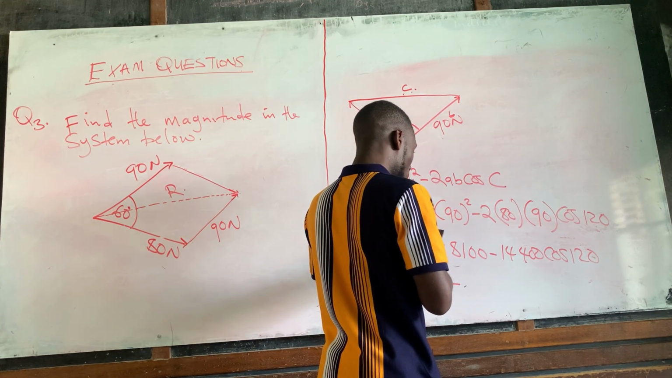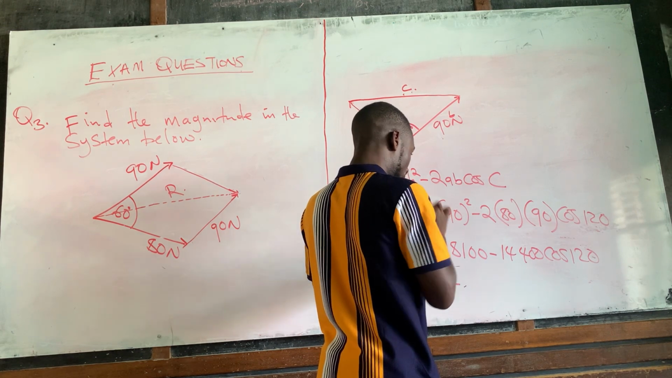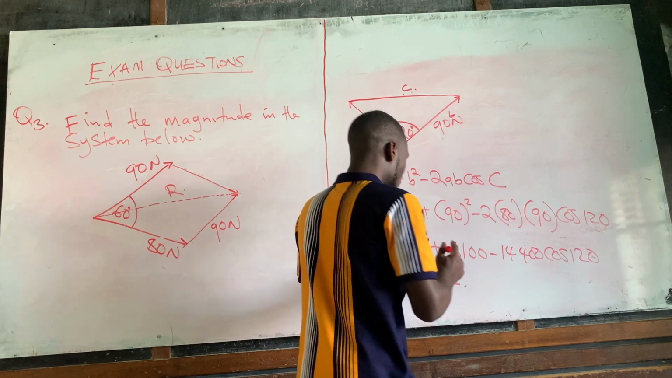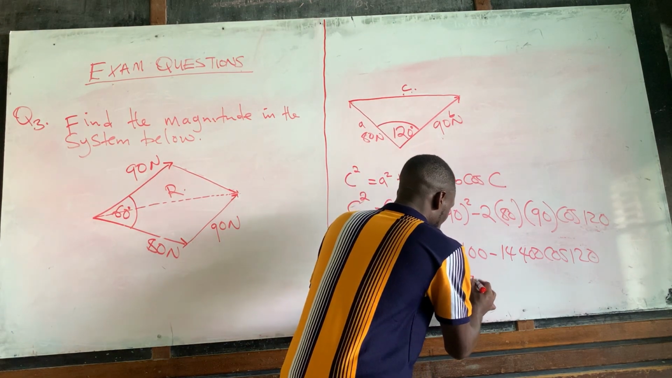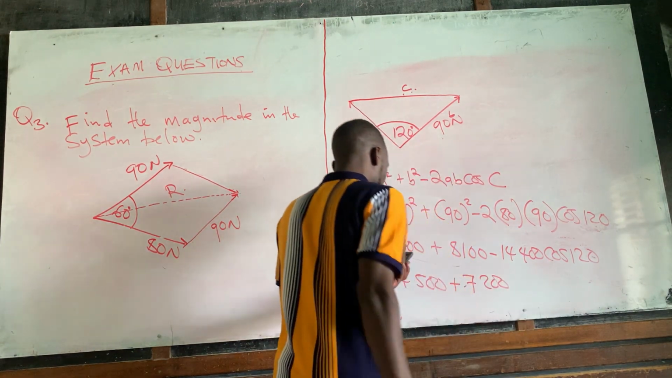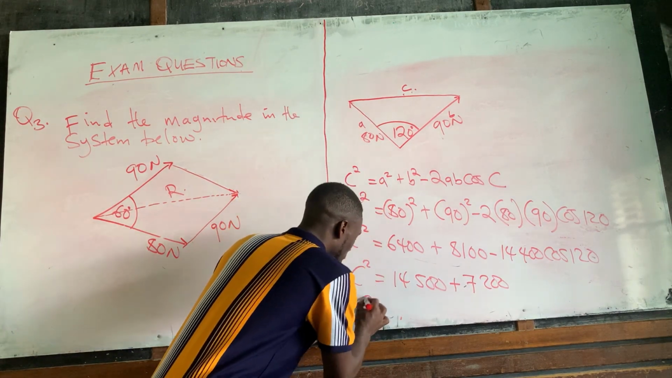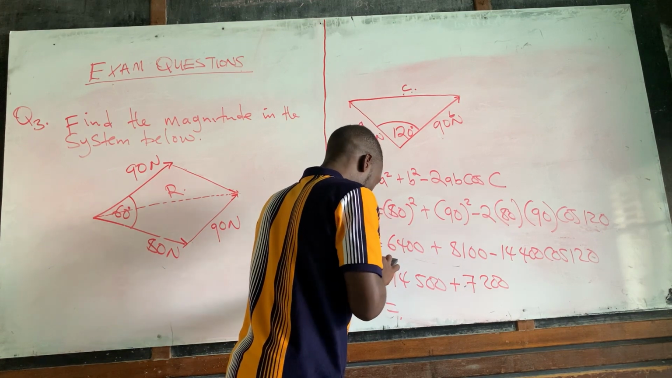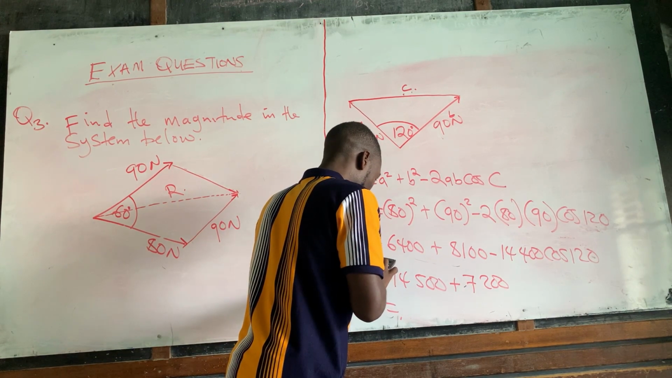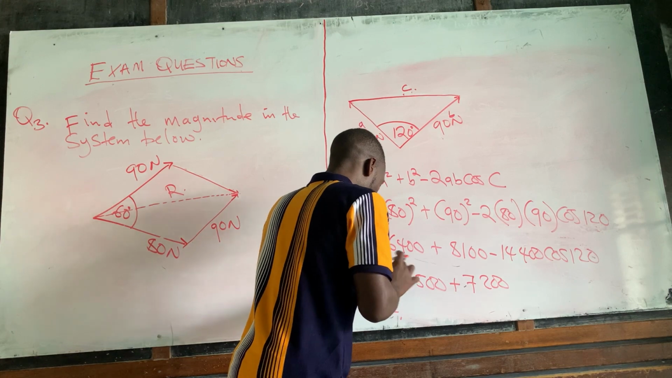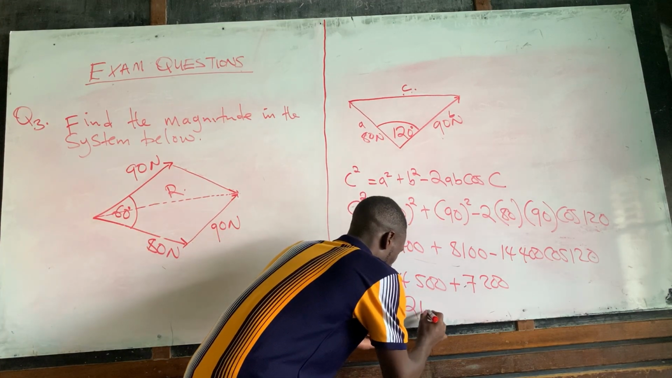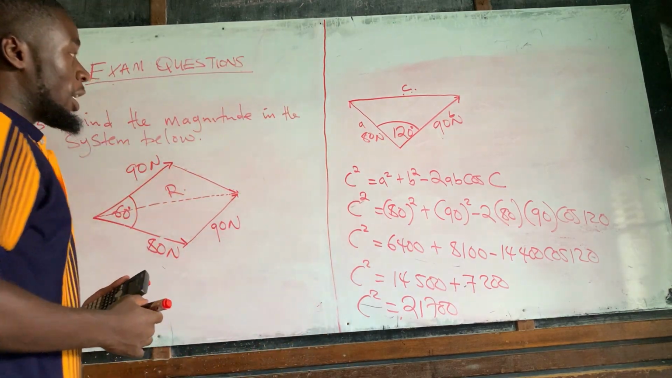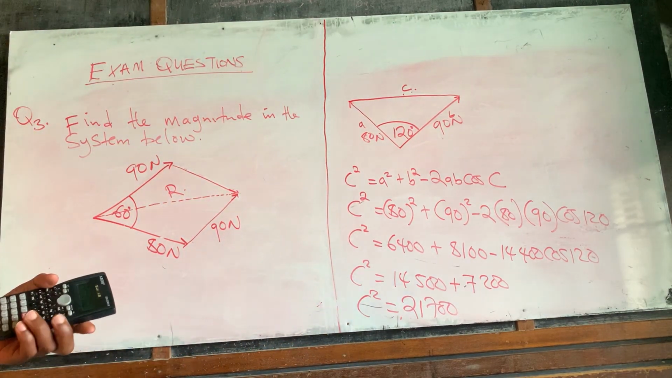Minus 14,400 cos 120, so the answer here is positive 7,200. So we can add those. So C squared is equal to 21,700 here. Okay.